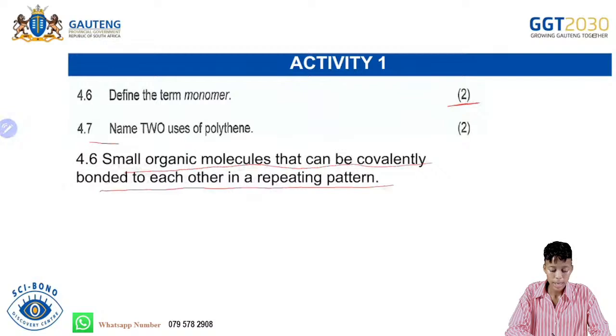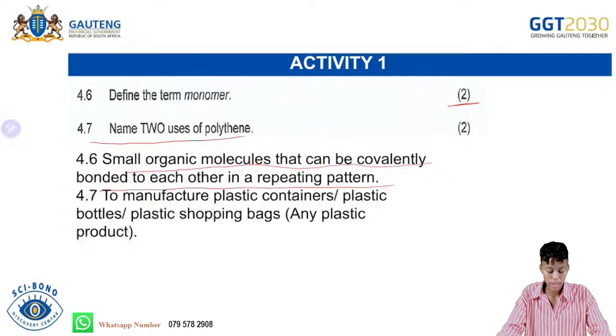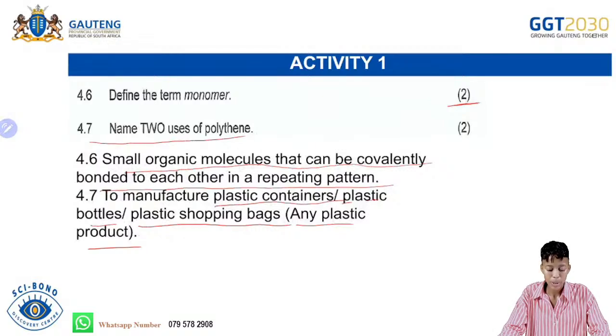The next one says, name 2 uses of polyethylene. Remember we said the word poly just means that we have many of the ethenes. So now they want you to name 2 uses. It says here to manufacture plastic containers, plastic bottles, or plastic shopping bags, and any plastic product will also be acceptable as an answer to this question.